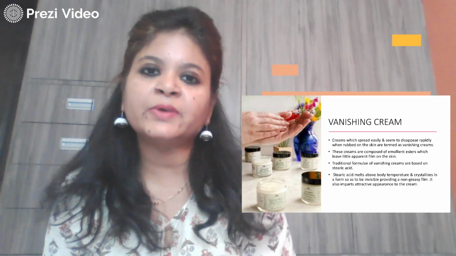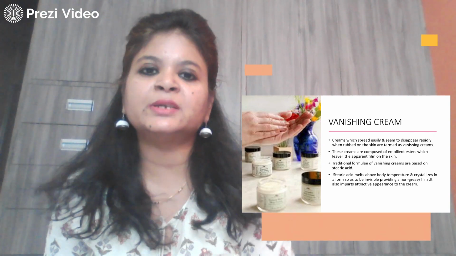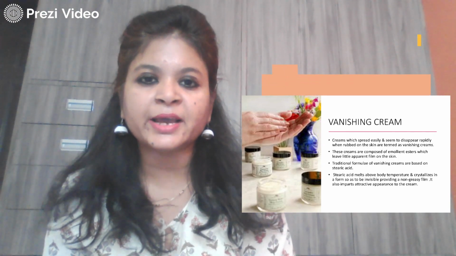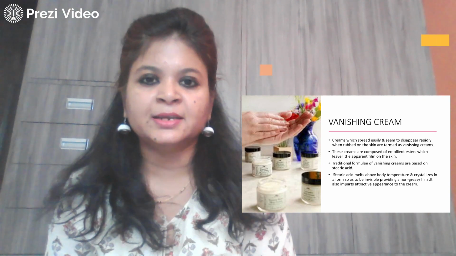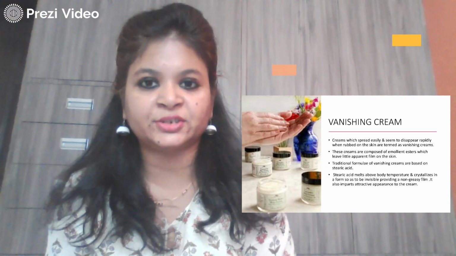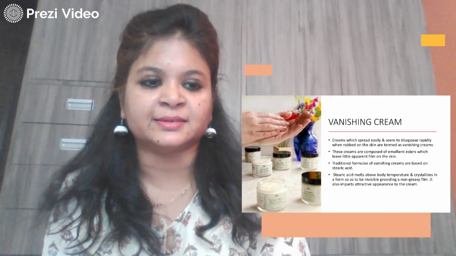But when you talk about the vanishing cream, they are just the opposite. They are an oil-in-water type of emulsion, whereby the water evaporates, so there is not any sort of film over the skin. Since it vanishes easily, since it disappears, it is known as the vanishing cream. The main component of the vanishing cream is stearic acid.